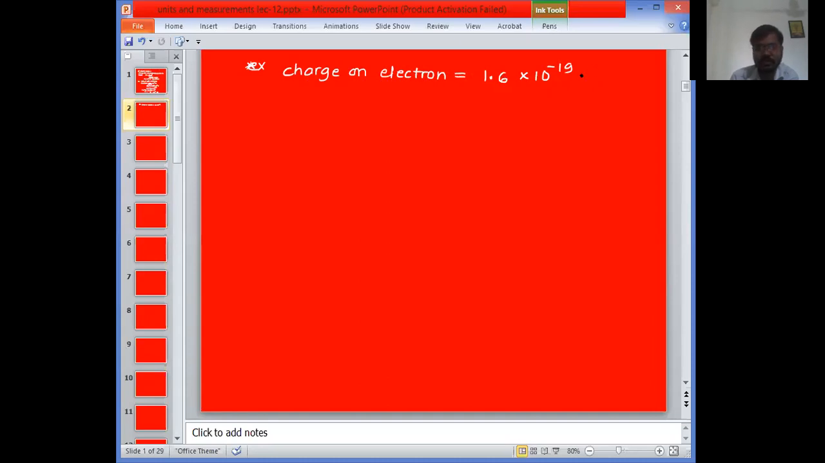Yes, Shreyas, you are right, correct. This is the number which is given to you. Okay, now I want you to convert this number into scientific notation.